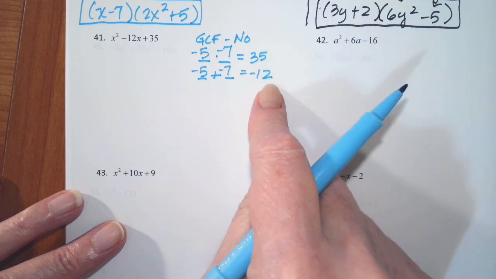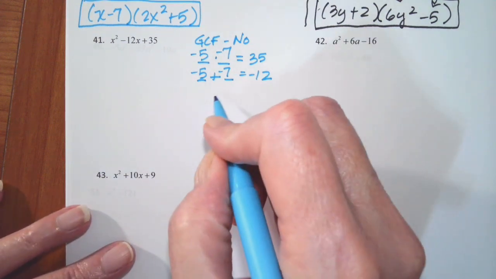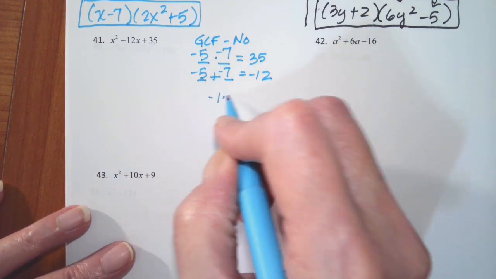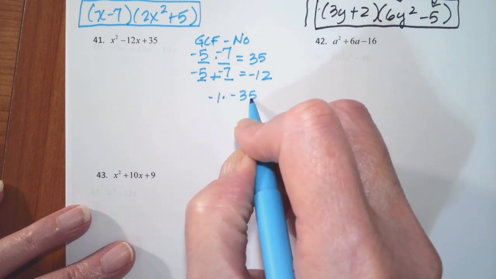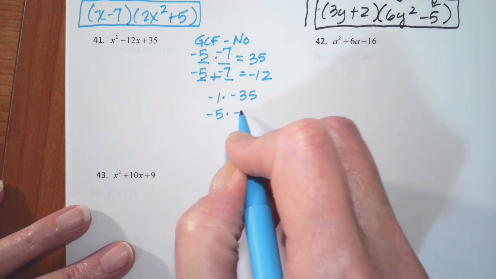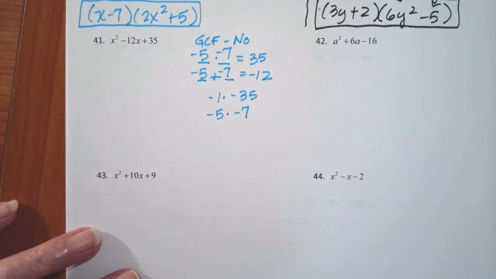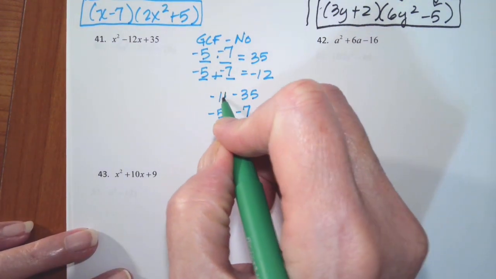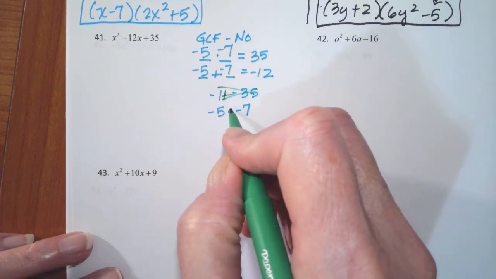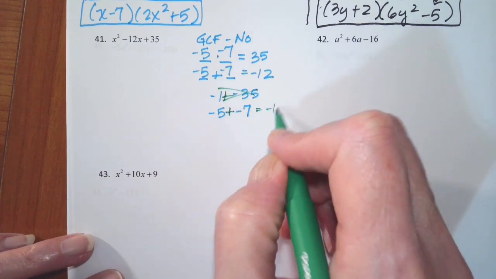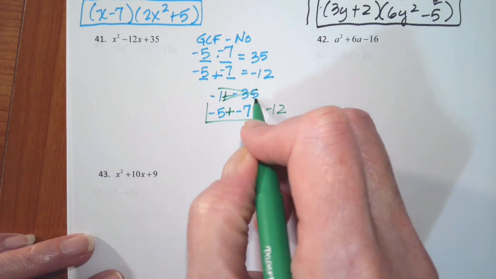That satisfies both conditions. Again, if you're having problems with that, remember negative 1 times negative 35, negative 5 times negative 7. Those are the only factor pairs. When you add these together, that equals negative 36. When you add these together, that equals negative 12. So these are the numbers that work.